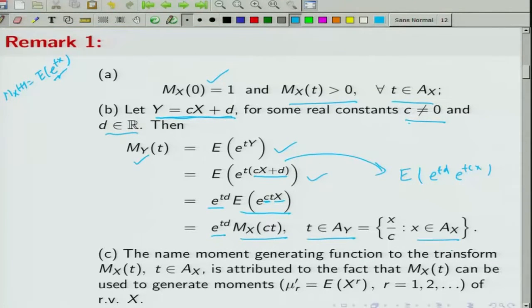Now why the name moment generating function is given to this transform is from the fact that it helps us in generating the moments of random variable X, which would be clear in the next result. So it will help us in generating the moments of a random variable X, and that is the reason why it is called the moment generating function. So let us try to see how it helps us in generating the moments of a random variable.